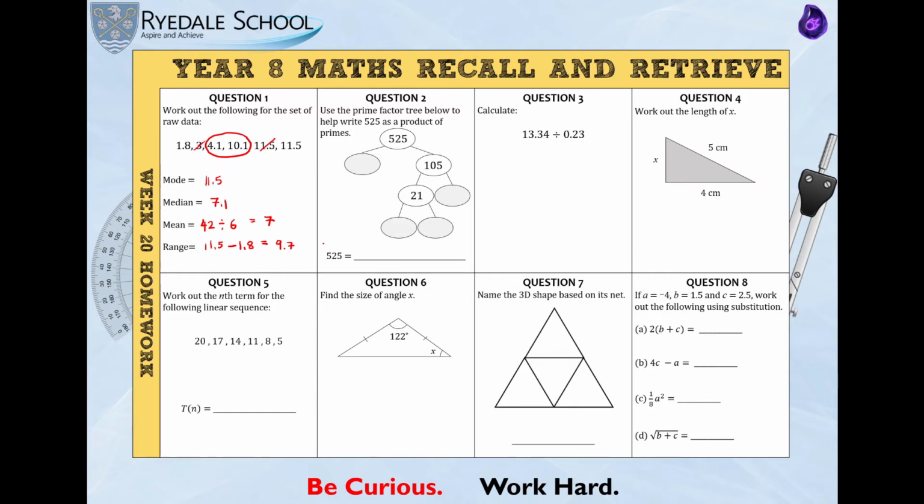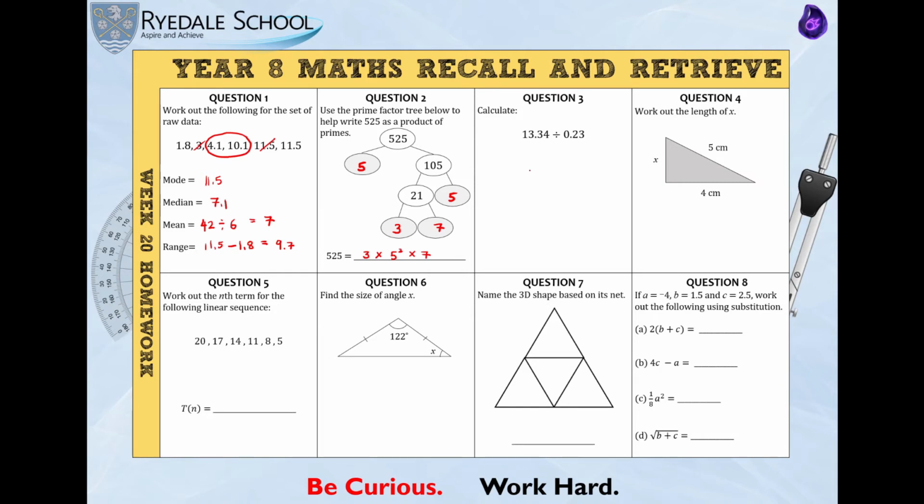Question 2 is a prime factor tree. We need to write 525 as a product of primes. It has already been started for us. 525 is 5 times 105. 105 is 21 times another 5. And what numbers multiply to make 21? That is 3 and 7. So remember, when you're writing it as a product of primes, we put the numbers in order. So we start with 3 times, there's 2 5s, so I can write that as 5 squared, times 7.